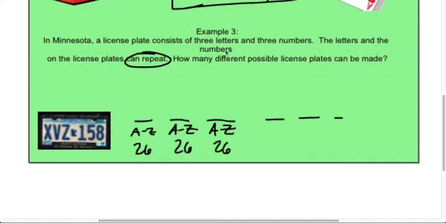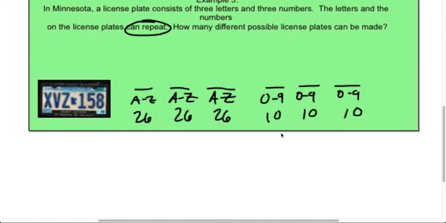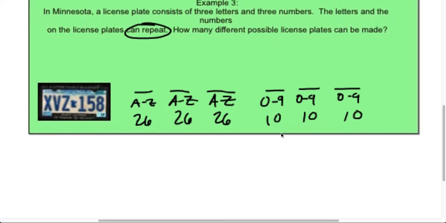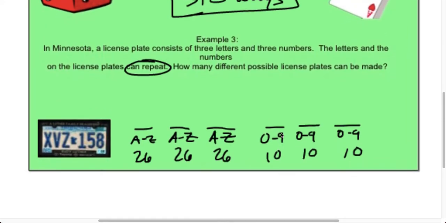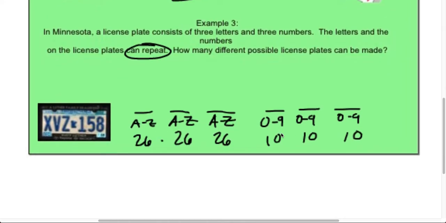And then I'm going to make 3 more lines, and that's going to represent the numbers 0 through 9. Those digits can be on your license plate. Careful, there are 10 digits, 0 through 9. Don't get thrown off by that. And so I am then going to use the fundamental counting principle again. We always multiply, because each time you are in this slot, you are choosing one letter from a group, one letter from a group, one letter from a group. One number, one number, one number. So I'm going to multiply straight across.